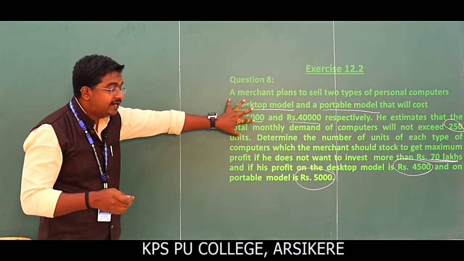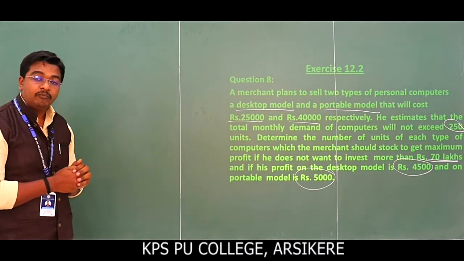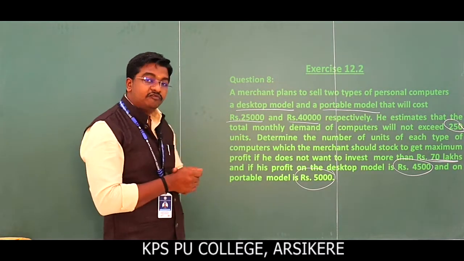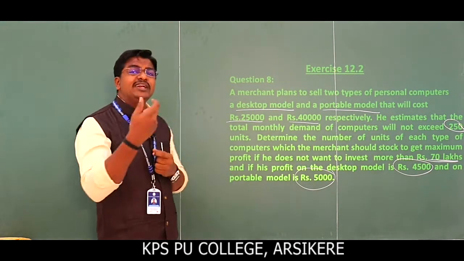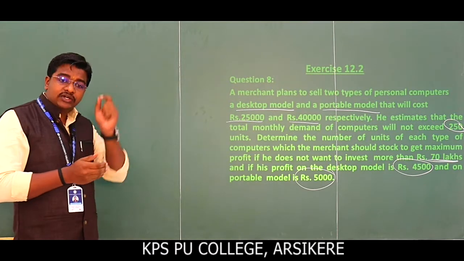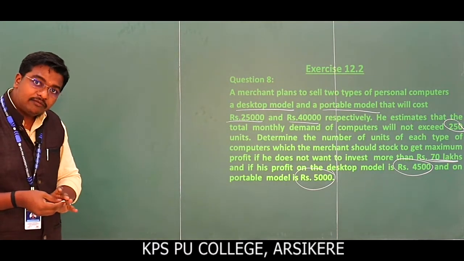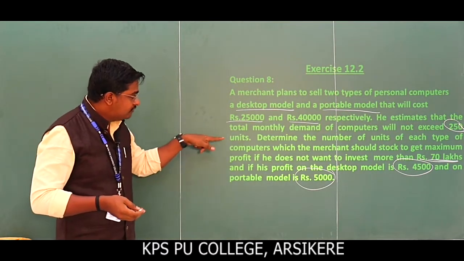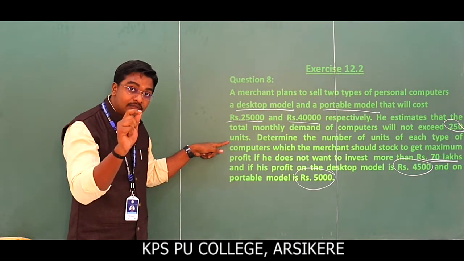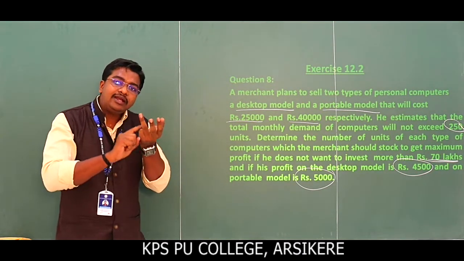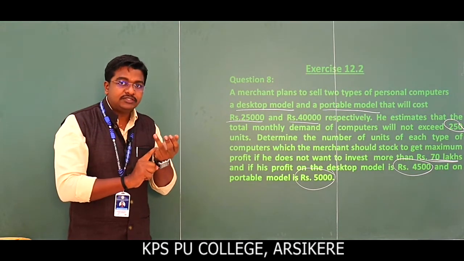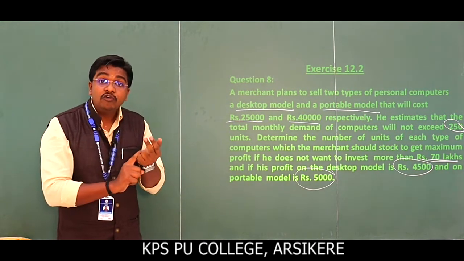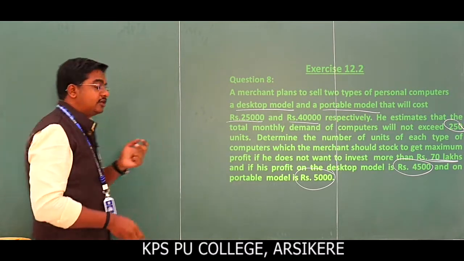So first convert the entire problem to mathematical form. Before going to mathematical form, we should first define the decision variables, which should be non-negative. We take the units. So let x be the number of desktop model computers and y be the number of portable model computers.